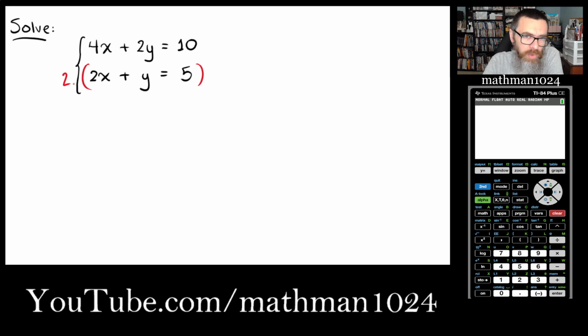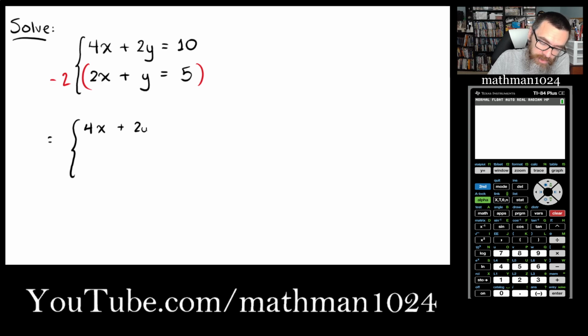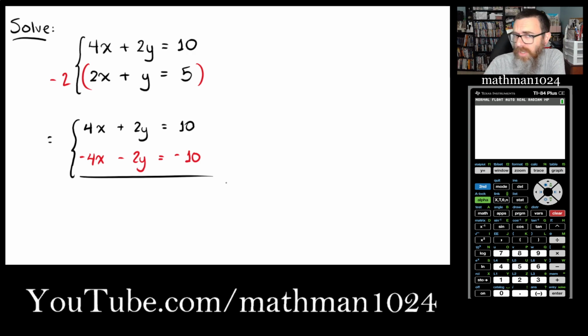Now that almost works, but we're going to need to make this a negative so we get something to reduce away. All right, so the first equation stays the same, 4x plus 2y equals 10. The second equation becomes negative 4x minus 2y equals negative 10. All right, so when we combine things, you'll notice that on the left side, the x is reduced away, the y is reduced away. So we have 0 on the left, and on the right, 10 minus 10, that's 0 as well.